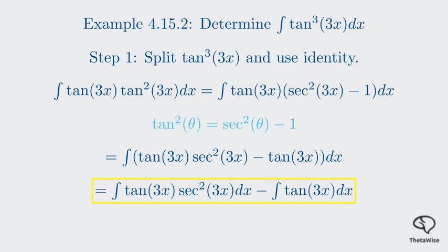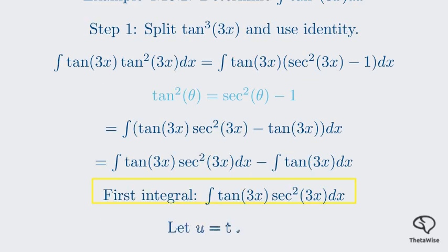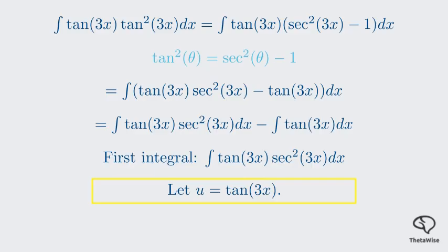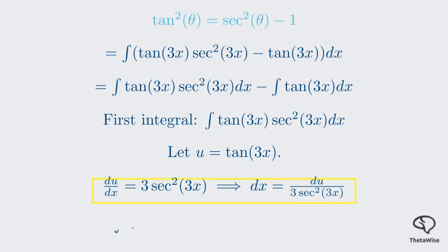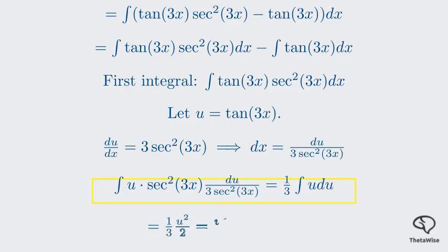First, let's solve the integral on the left, which is tangent 3x secant squared 3x. This is in a perfect form for substitution. We let u equal tangent 3x. Its derivative, du, is 3 secant squared 3x dx. Therefore, dx is du over 3 secant squared 3x. Substituting this into our first integral, the secant squared terms cancel, and we are left with 1/3 times the integral of u. The result is 1/6 tangent squared 3x.